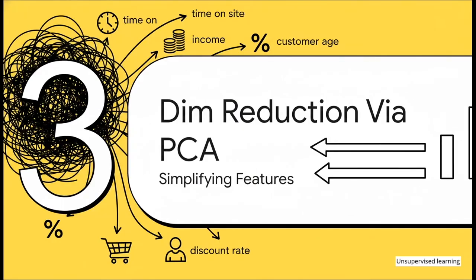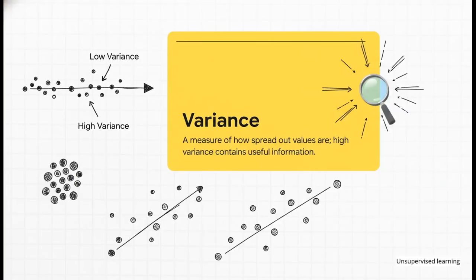Let's move to Section 3, dimensionality reduction via PCA, simplifying features. Okay, I want you to imagine a complex data set, bloated with, let's say, 300 overlapping features. Customer age, income, spending, discount rate, time on site. It's just a massive, noisy hairball of data. We need to simplify this without losing crucial information, which PCA achieves by hunting for variance.